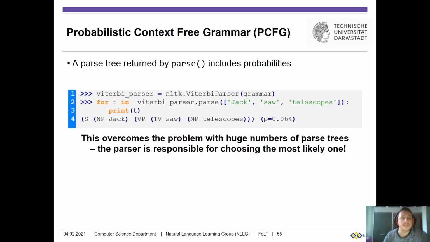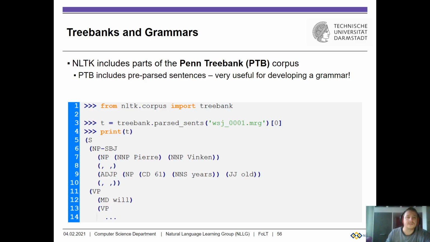In NLTK, you can get a probabilistic parse by invoking the NLTK Viterbi parser, feeding in your probabilistic context-free grammar as above, and then for an input sentence, it would not only give you an analysis but also the likelihood. So actually, the parser would be responsible for choosing the most likely syntactic analysis for you, so that you would not have to deal with, let's say, 10,000 different analyses.